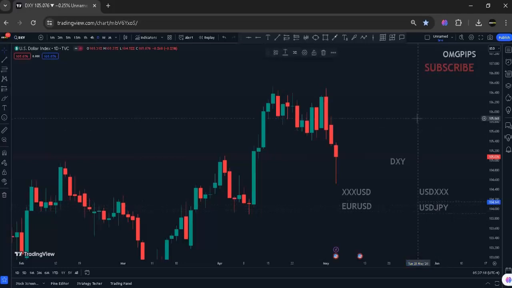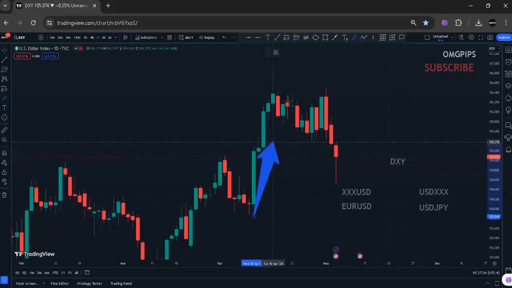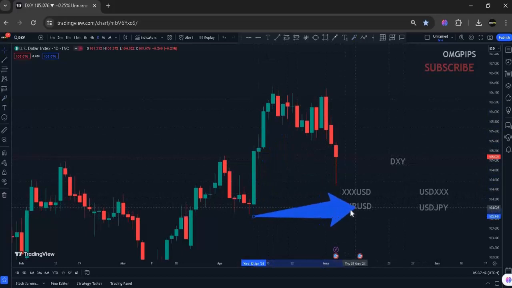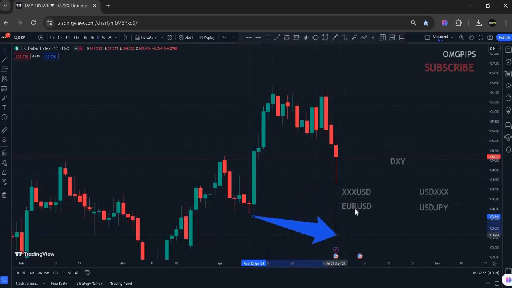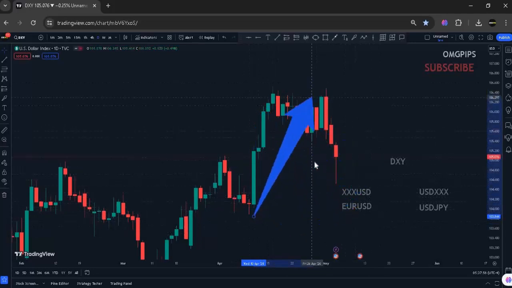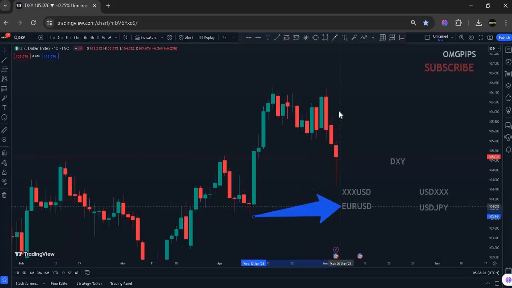So correlation works like this. DXY means US dollar, right? You can see right there, the DXY is the US dollar pair. When the DXY goes up, pairs that have USD at the end, such as EURUSD, go down. When the DXY goes down, these pairs go up.